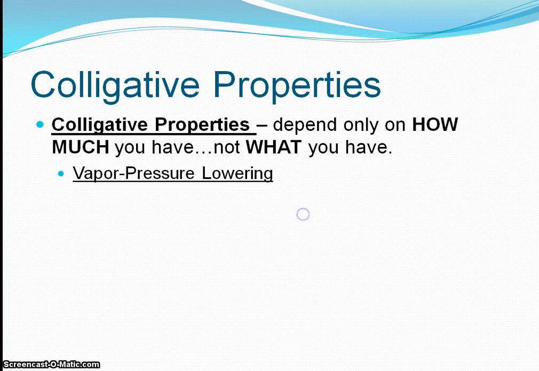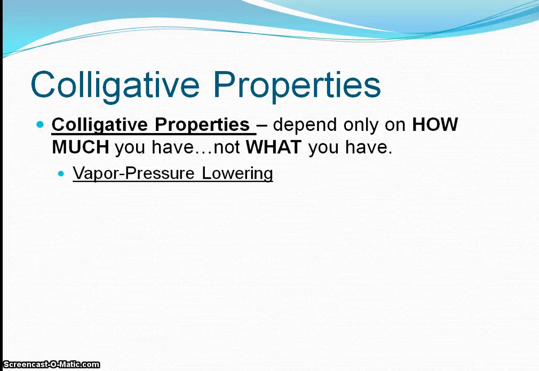And what I mean by that is, for example, vapor pressure lowering. Remember, vapor pressure is that little pocket of gas right on top of a liquid. So if you had a puddle of water, right on top of that water you would have a little pocket of gas as the water evaporates. That's called your vapor pressure.